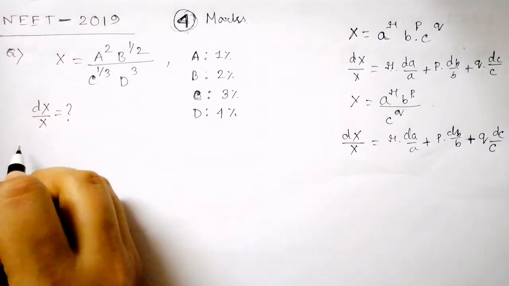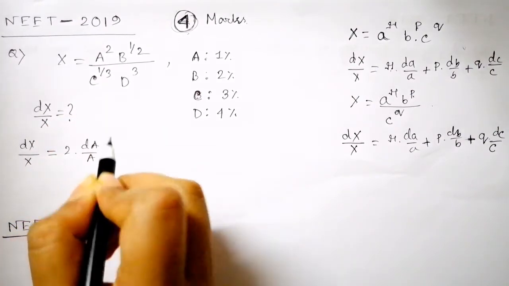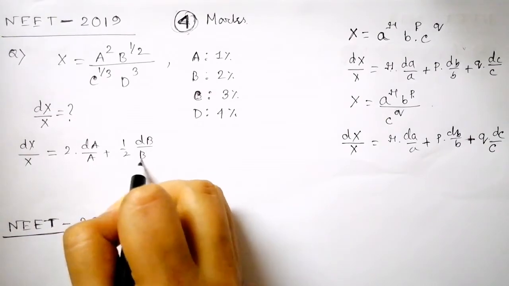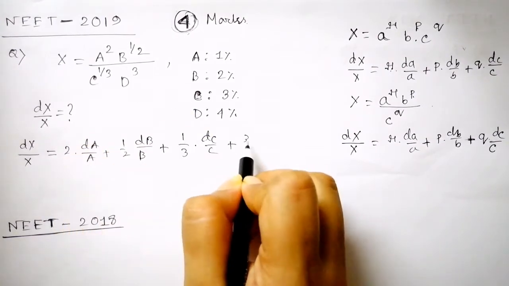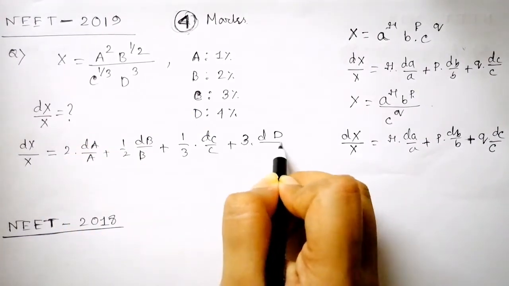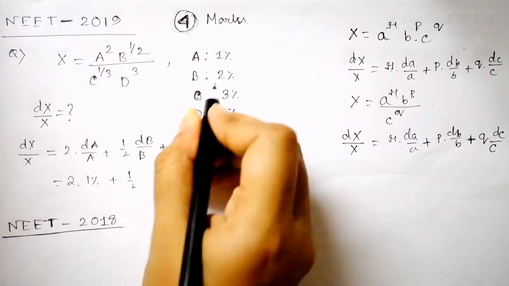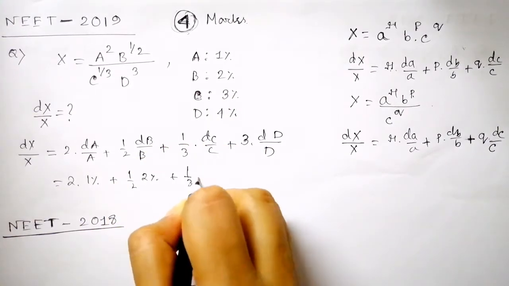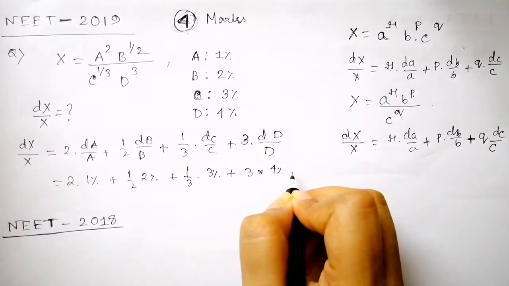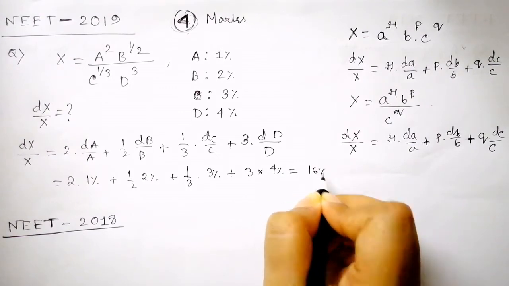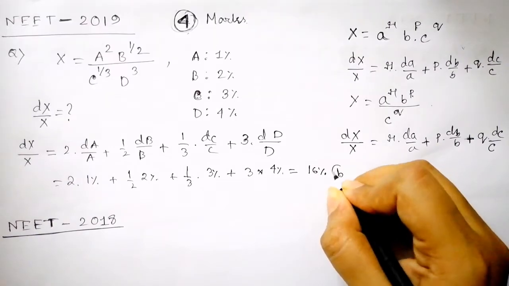So let's do this. So here dx by x will be put the power dA by A plus put the power dB by B plus put the power dC by C plus put the power dD by D. Put all the values. dA by A is given 1% plus dB by B it is given 2% plus dC by C it is given 3% plus dD by D is given 4% and you will get 16%. So from the answer you can see it is matching with option D.